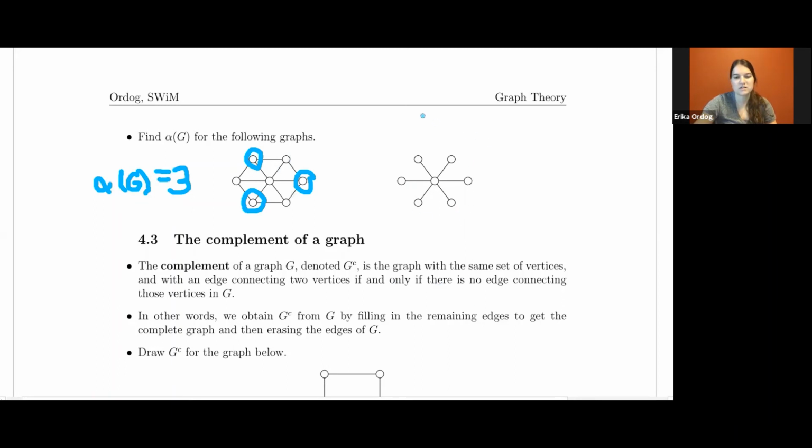Okay, now looking at this graph, again, if we choose this middle vertex, we can't put any other vertices in the set because they're all adjacent to this one. But if we pick one of these outer vertices, then we can pick all of the other outer vertices because they're not adjacent to that first vertex. Okay, so that gives us 6 vertices in this independent set. So alpha of G is 6.